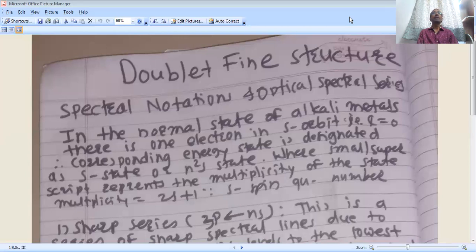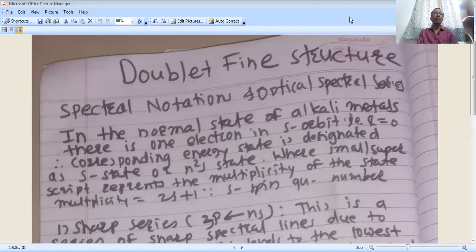The next quantum number is the orbital quantum number. This orbital quantum number L equals 0 to n minus 1 values. Let us suppose n equal to 3. Then how many values of the orbital quantum number? As n equal to 3, the formula is 0 to 3 minus 1, that is 0, 1, 2. These are three values of orbital quantum number L.